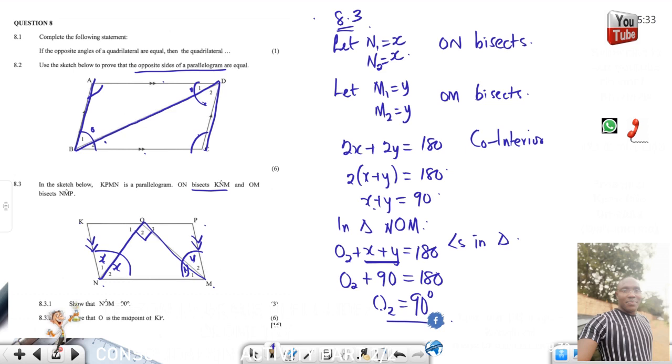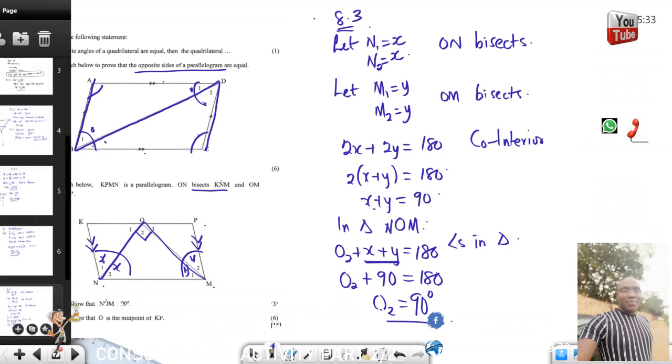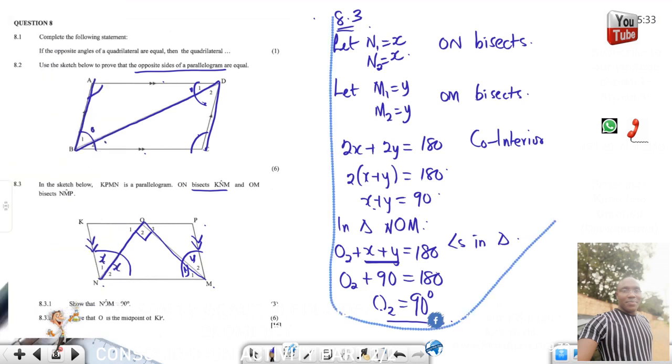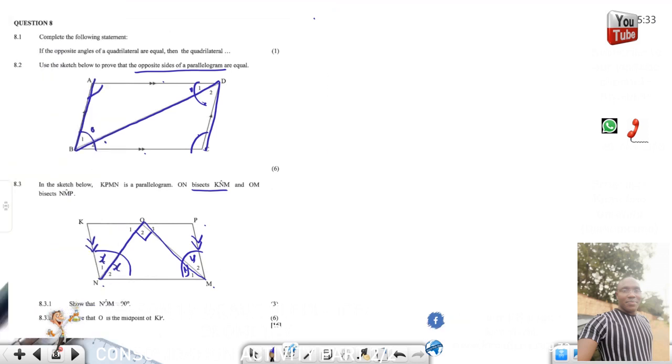Now prove that O is the midpoint of KP. I'm going to need a fresh page so that we can have all the space to ourselves. What do we want to prove now? Prove that O is the midpoint of KP.